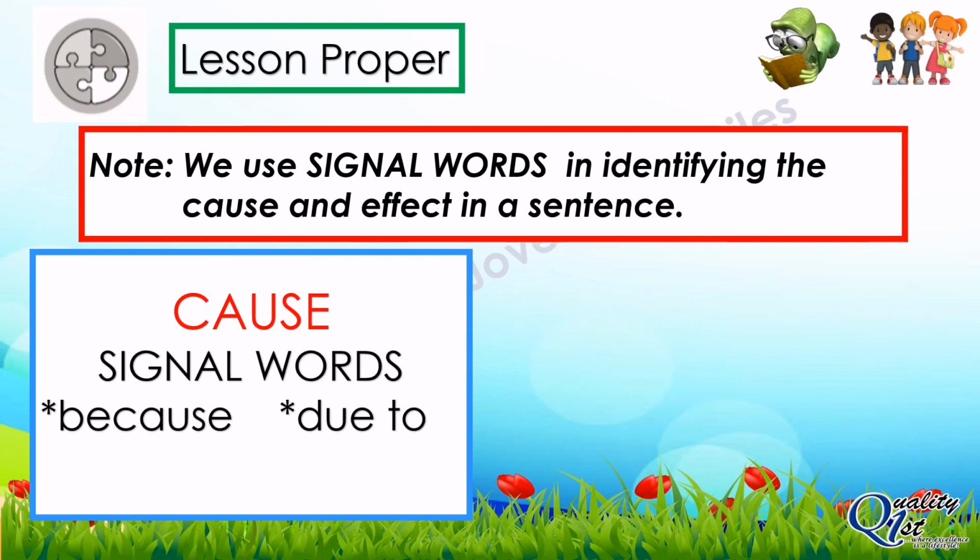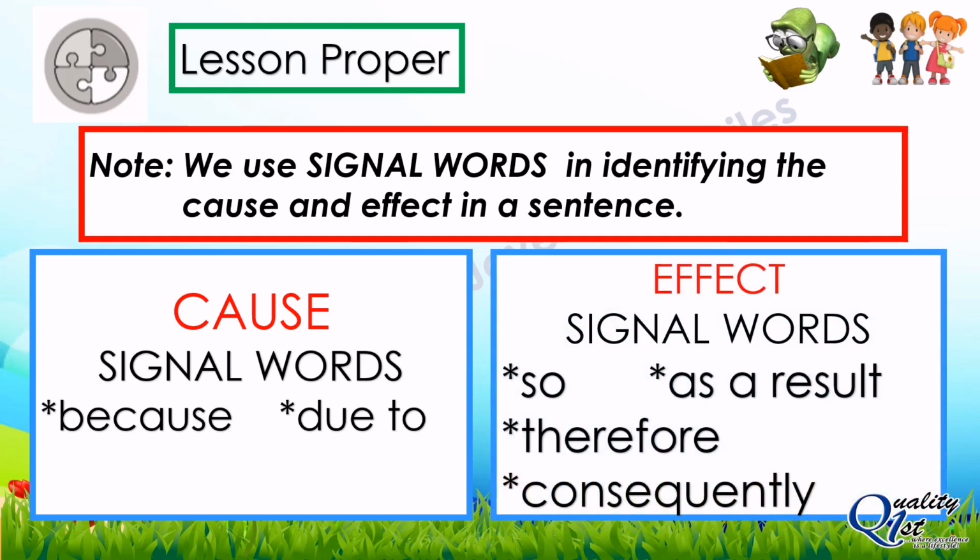Okay? Now, for the effect, we have the signal words such as so, as a result, therefore, and consequently. Okay? So you just have to remember these signal words. Alright? For cause, you have because or due to. For effect, you have so, as a result, therefore, or consequently. Alright? Now let's try some activities.